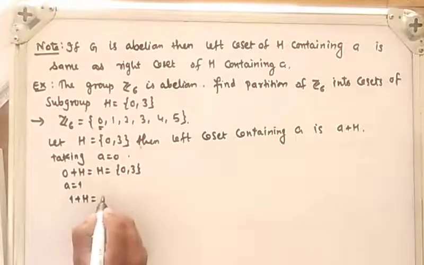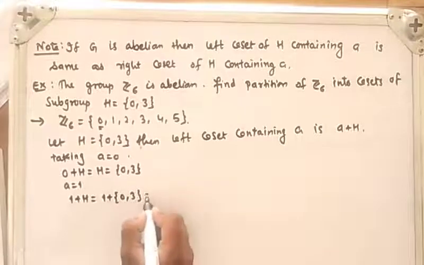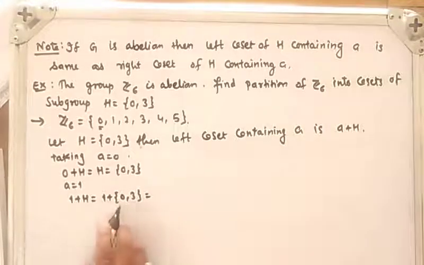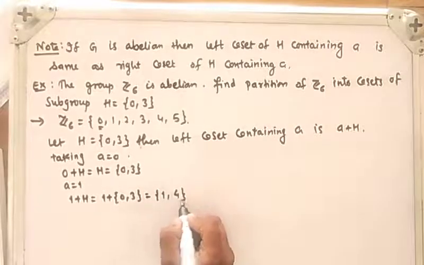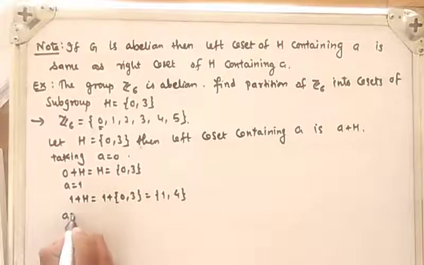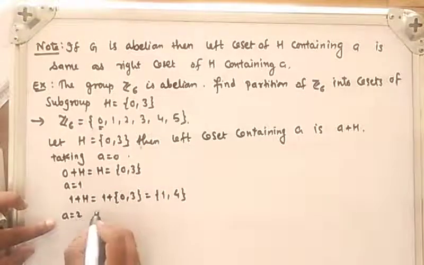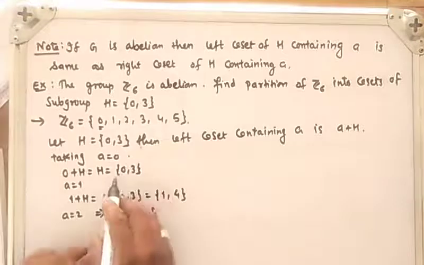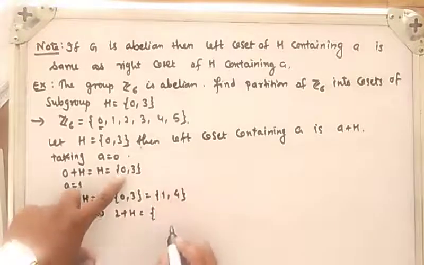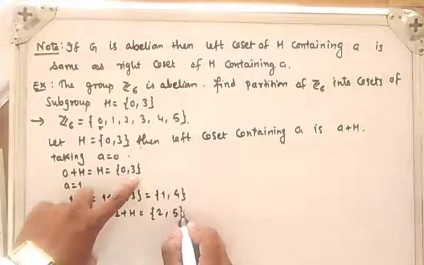1 plus H means what? 1 plus the set {0, 3}. So here we add 1 to each element, so what will we get? Which is 1 and 4. Next, A is equal to 2, the next element, so what will we get? A is equal to 2, then 2 plus H, which is 2 plus {0, 3}. So adding this with 2, 2 plus 0 is 2, 2 plus 3 is 5.